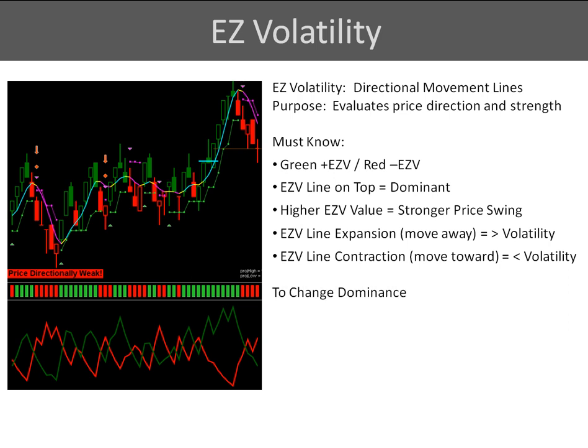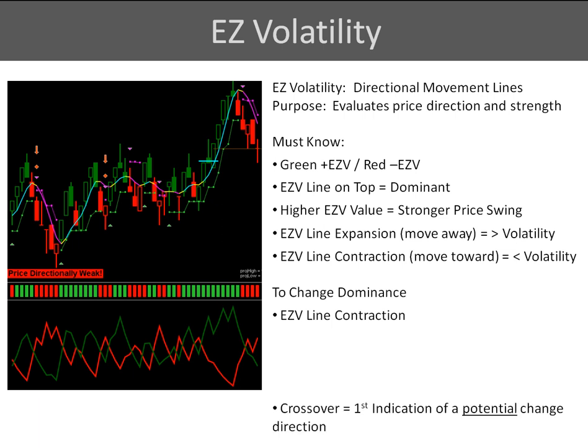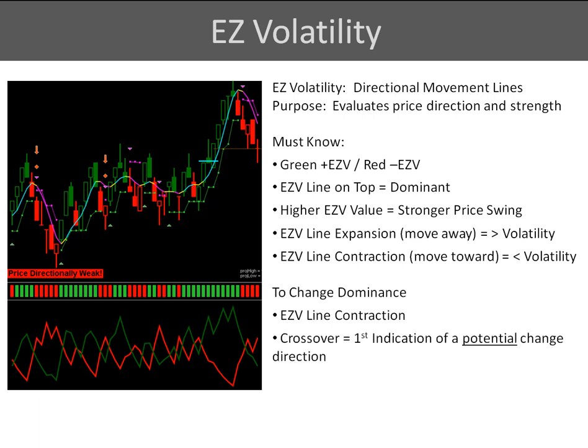When will we have a change of the dominance? First, the two EC lines move toward each other. We have an ECV line contraction, telling us decreased volatility. We may anticipate a crossover. If it happens, it's the first indication of a potential change in direction. Crossover itself alone does not trigger a trade.